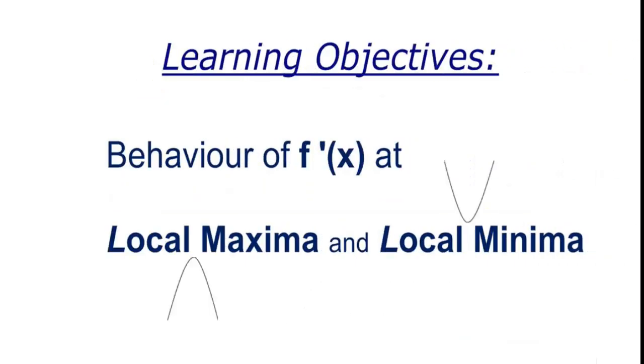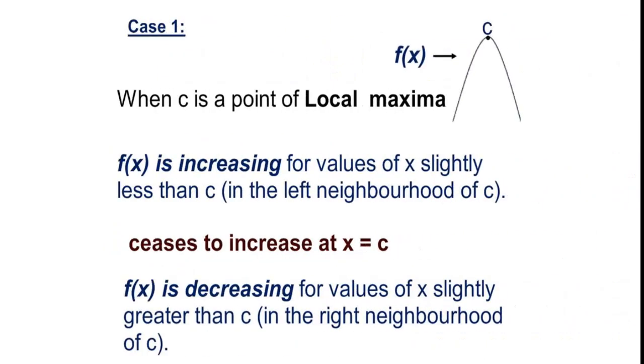In this lecture on maxima and minima, we will discuss the behavior of f dash x at local maxima and local minima. Let us first consider the case when c is a point of local maxima for a function f of x. Observe that in this figure, the function f(x) is increasing for values of x slightly less than c. That is, in the left neighborhood of c, the function f(x) is increasing.